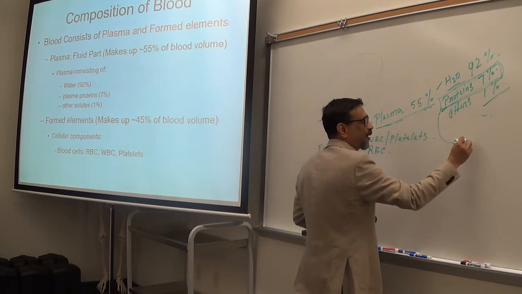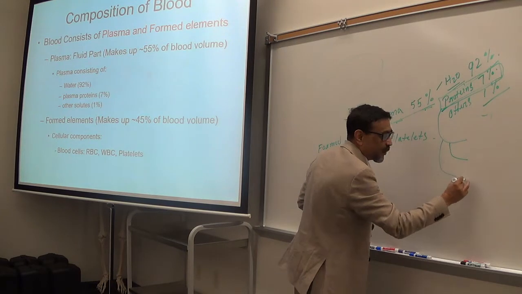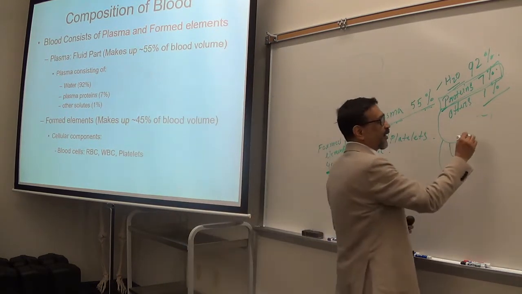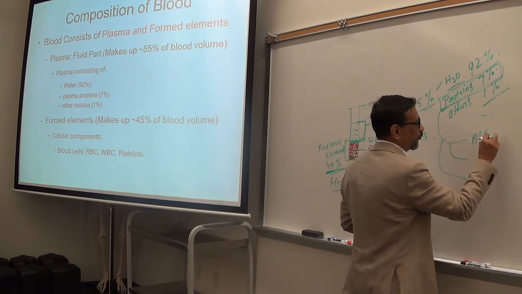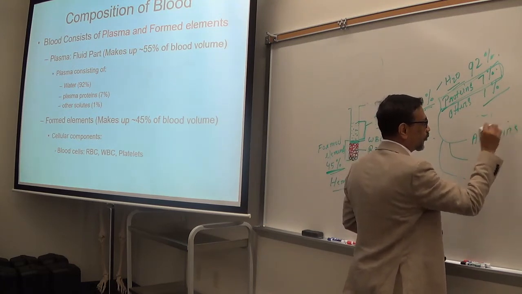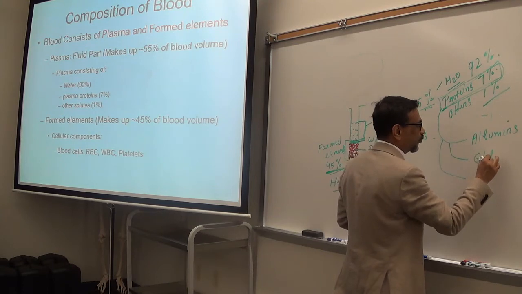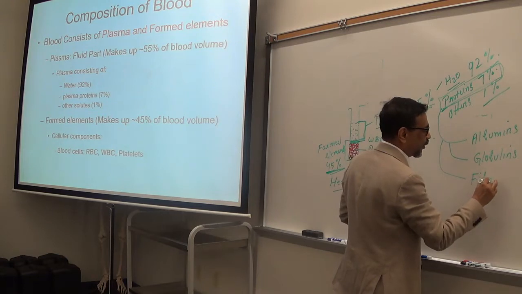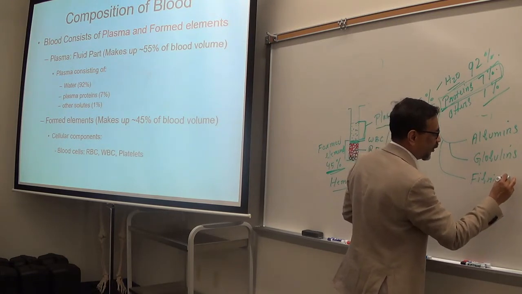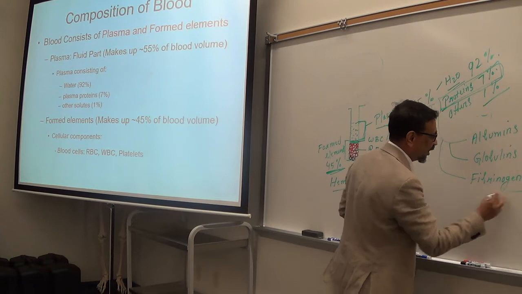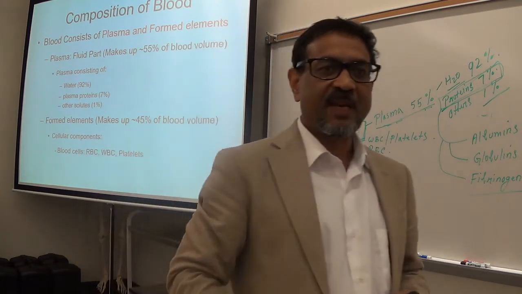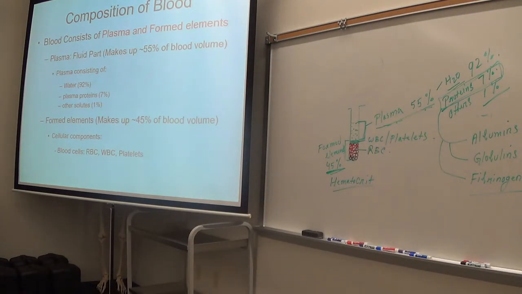Now, what are the plasma proteins? 3 plasma proteins are the important plasma proteins: albumins, globulins, and fibrinogens, or fibrinogens, whatever you say. So, albumins, globulins, and fibrinogens. Those are 3 main plasma proteins.